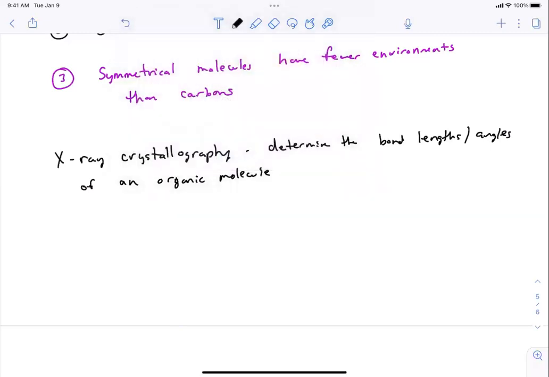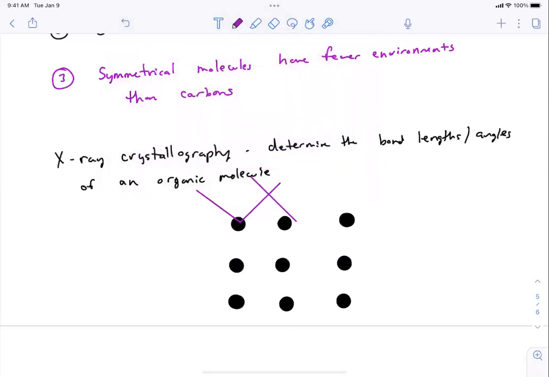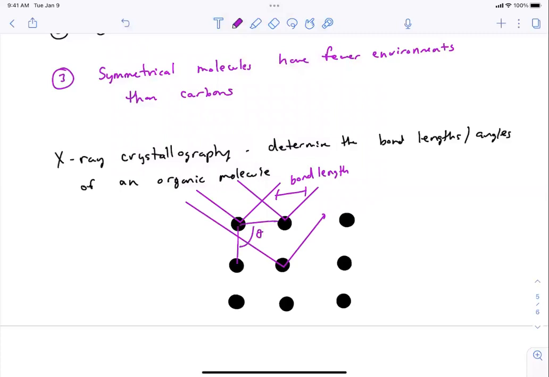Simply put, they get a solid version of the chemical, which means it's going to form a repeating crystal lattice. They shine X-rays at it, and those X-rays bounce off the atoms, and then you can find the bond lengths and the angles that are created in the structure. So you just need to know that it's used to deduce bond angles and bond lengths in a structure, based on how the X-rays bounce off those atoms.